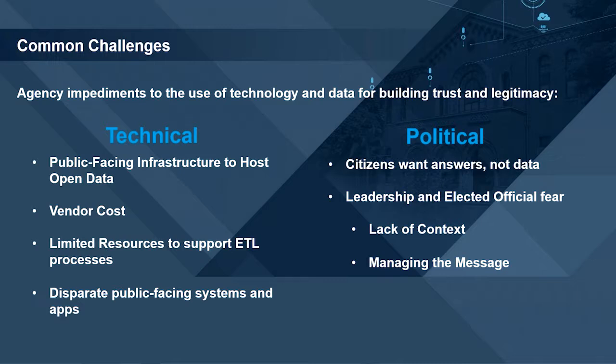Disparate public-facing systems and apps. The data is coming from many different systems, and it also may want to be shared in many different public-facing systems and apps. What are these going to look like? And then there's the political challenges. These can include leadership, and elected officials might fear the public's reaction once they start sharing data. Police have not traditionally been comfortable sharing data, and this could be another barrier.